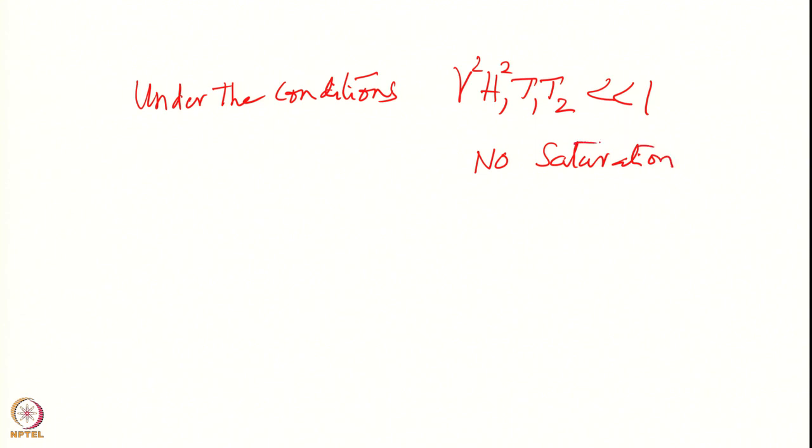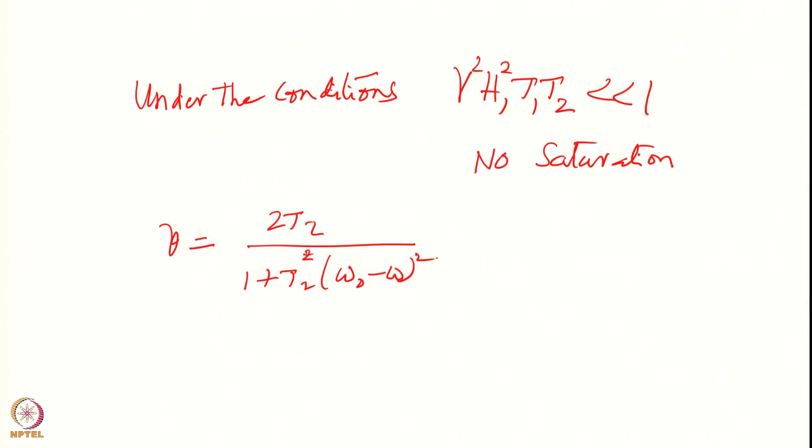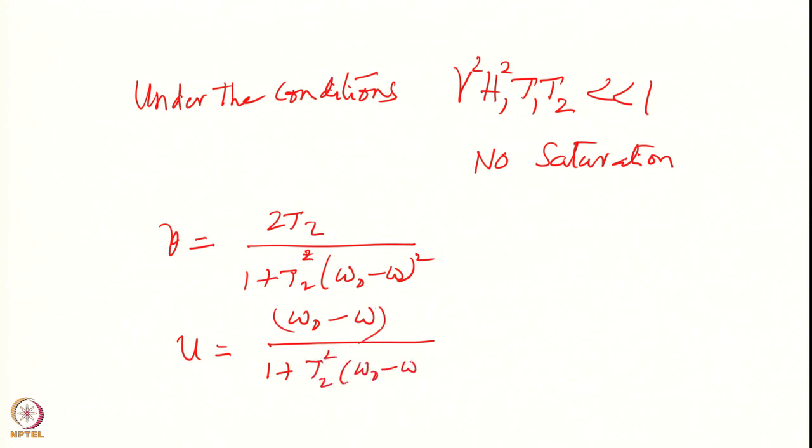Remember, saturation is dependent on the power H1. So H1 squared is very small compared to the T1 and the T2. When you take the product, it is very small, then you will get the simplified equations for u and v. Then you get v is equal to 2 T2 divided by 1 plus T2 squared (omega naught minus omega) squared, and u is equal to (omega naught minus omega) divided by 1 plus T2 squared (omega naught minus omega) squared. These are the transverse components which we are actually going to measure.